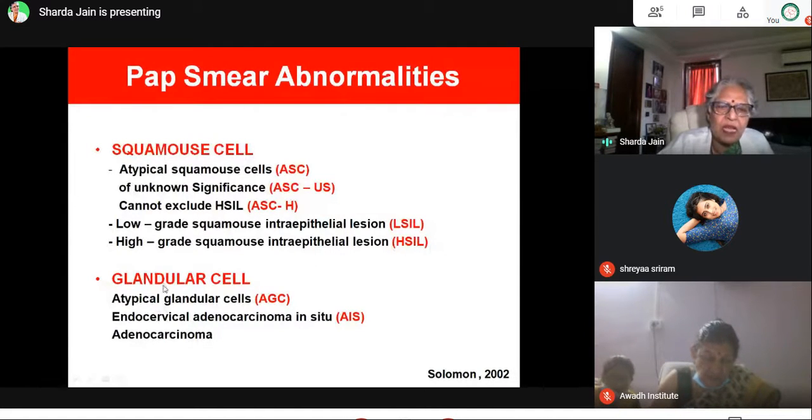Glandular cells can present as atypical glandular cells, and whenever you have atypical glandular cells, you have to do an endometrial biopsy as well. And then there can be patients with endocervical adenocarcinoma in situ or frank adenocarcinoma. So this is what you are used to: the pap smear report from pathology has all these abnormal findings, where the gynecologists have to take a decision on what to do.